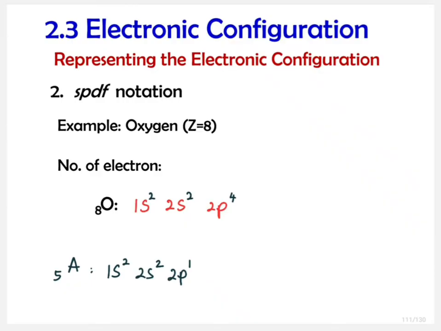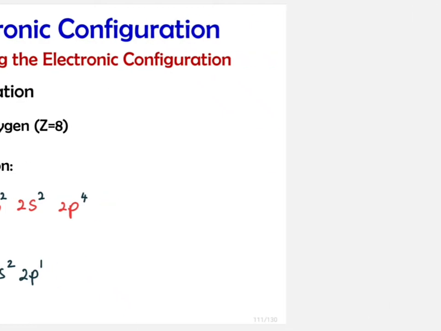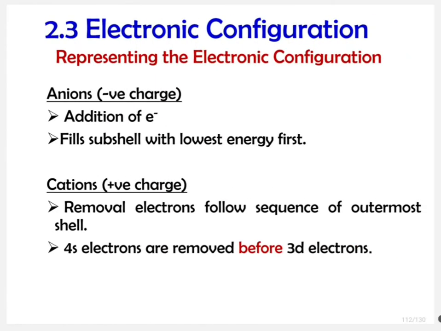So, ini bukan macam matematik. Power of 1 tak payah tulis. Bukan, okay. So, untuk spdf notation, kalau ada satu elektron dalam orbital tu, you kena tunjuk. Okay, so 1s2, 2s2, 2p1. Alright, so settle with spdf notation.